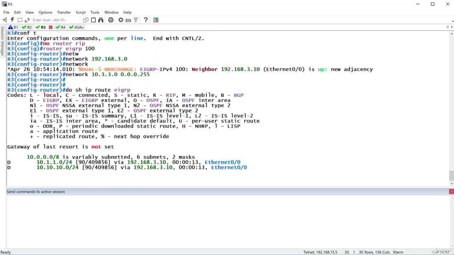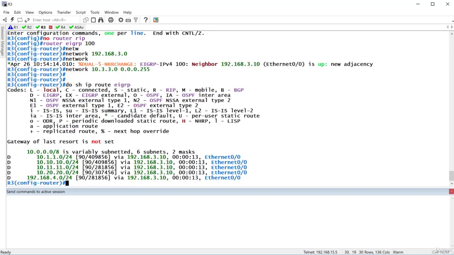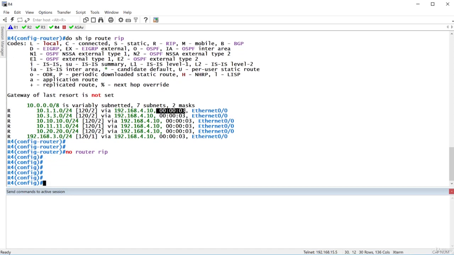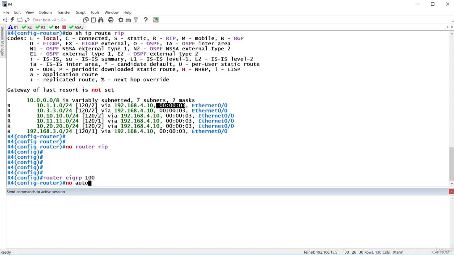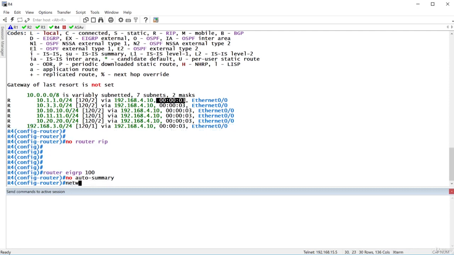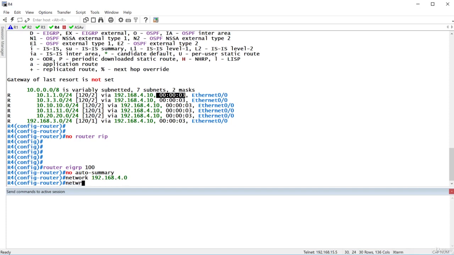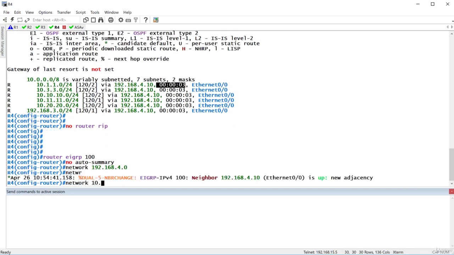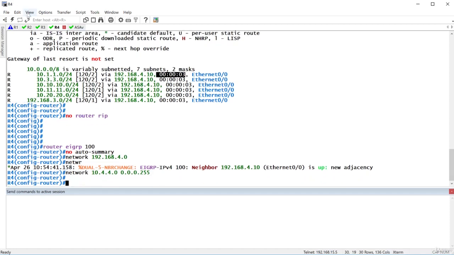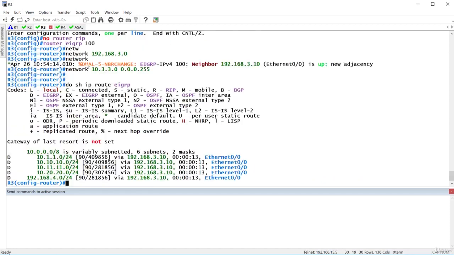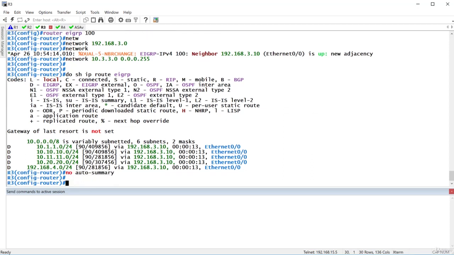It is very quick to converge, so I should have all the routes, which I do. And on R4, router EIGRP 100, no auto summary. Network is 4.0 and 10.4.4.0 with a wildcard mask. Did I do no auto summary over here? No, I didn't. No auto summary.